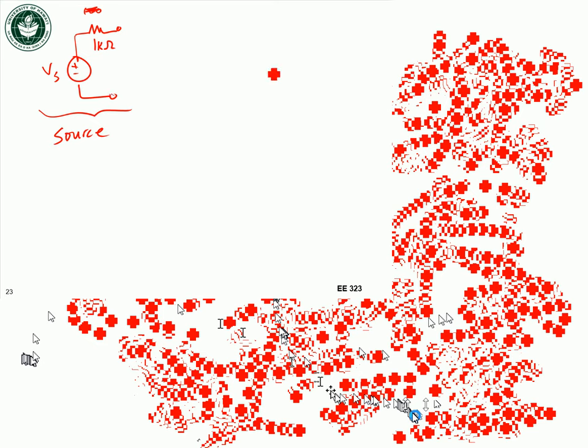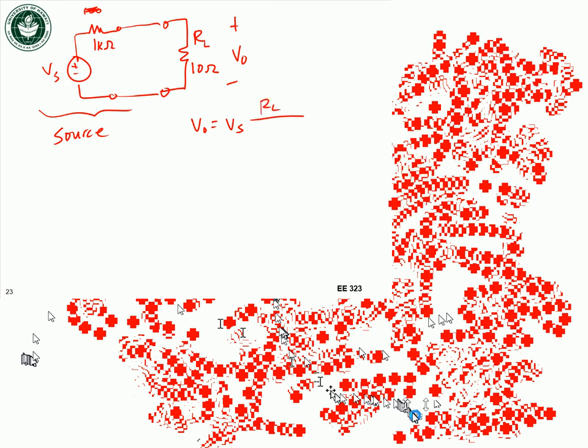Okay, and I want to deliver some signal to my load. And my load happens to be a 10 ohm resistor. And I'll get some voltage across that. Okay, if I directly connect up my resistor to my source, what's the output voltage going to be? Yeah, VS, it's a voltage divider.